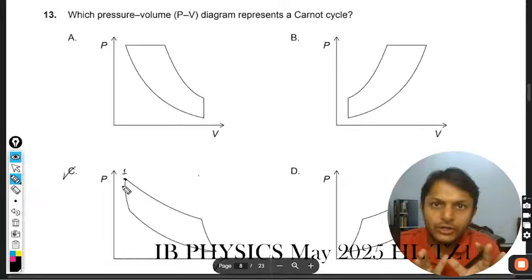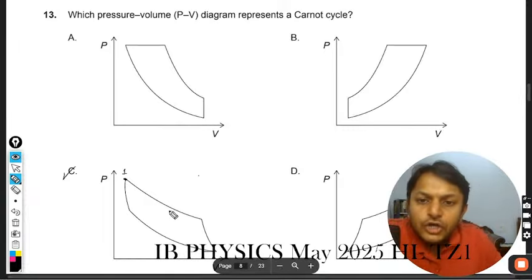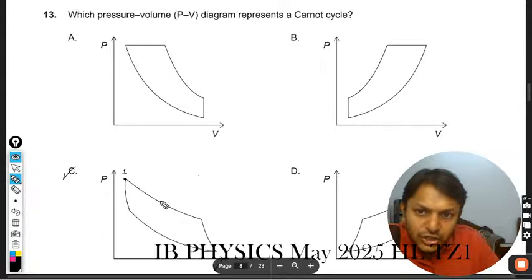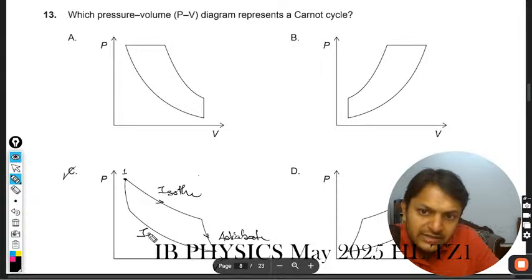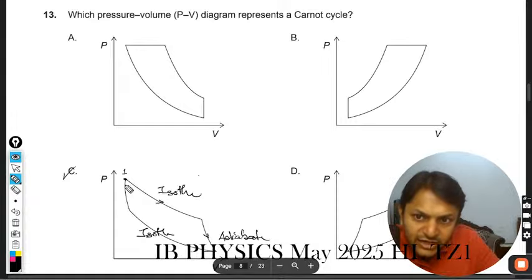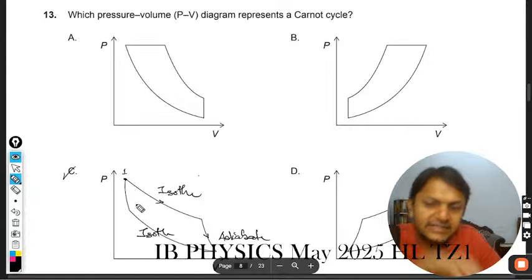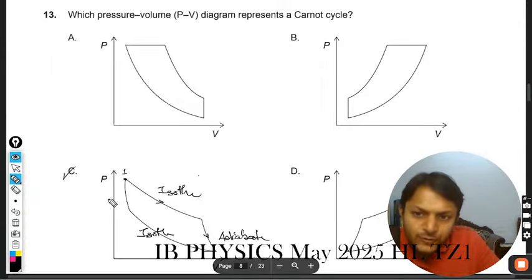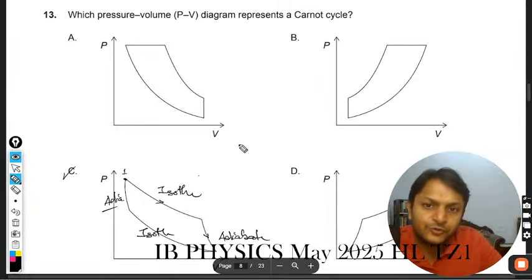You can take any point as the starting point, by the way. So two processes will be isothermal and two will be adiabatic. This process has a lesser slope and this one has more slope. So this is the adiabatic and this is isothermal. Similarly, this is isothermal and this one, do you see, is not a straight line, it is a curved line. The diagram is not that proper, by the way. So this will be taken as the adiabatic process. So clearly C will be the correct answer.